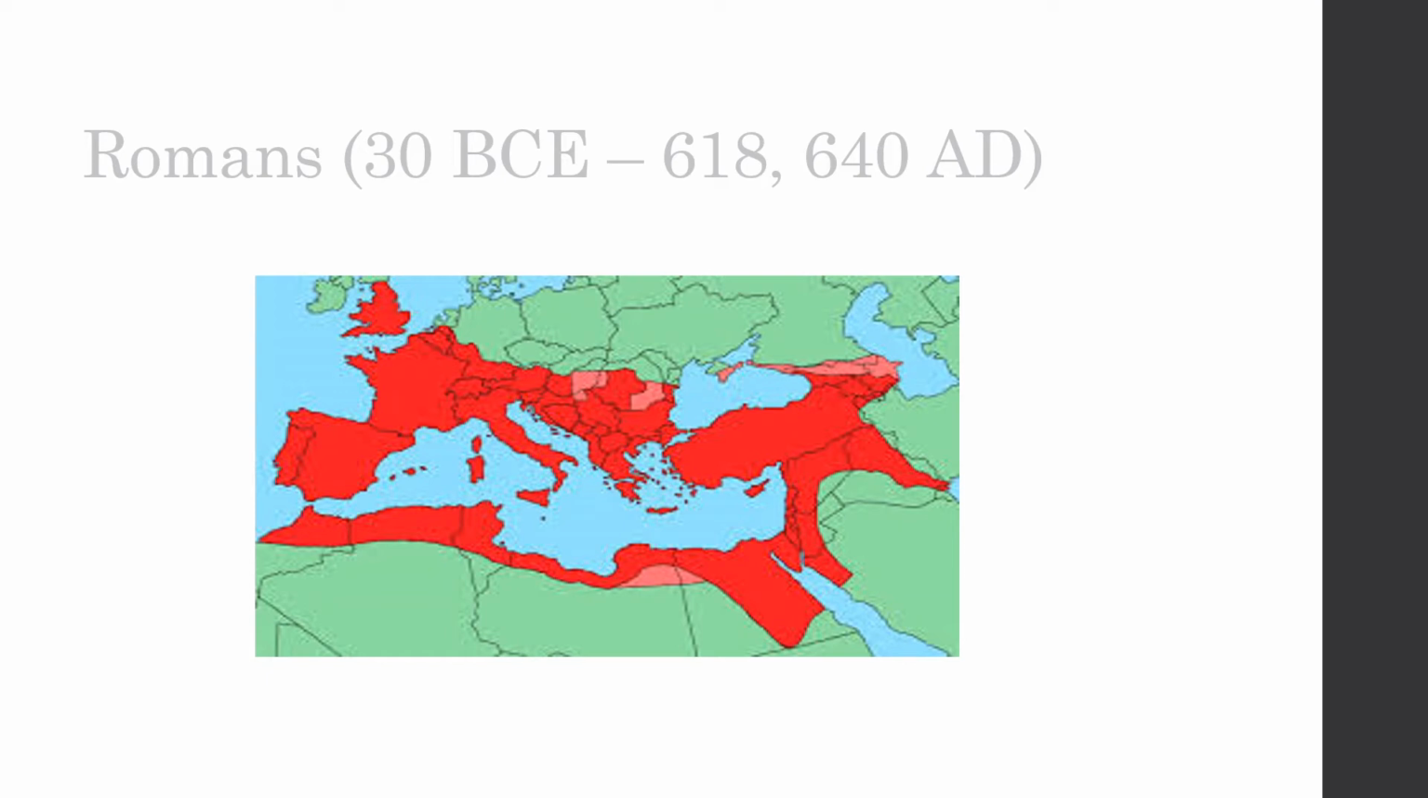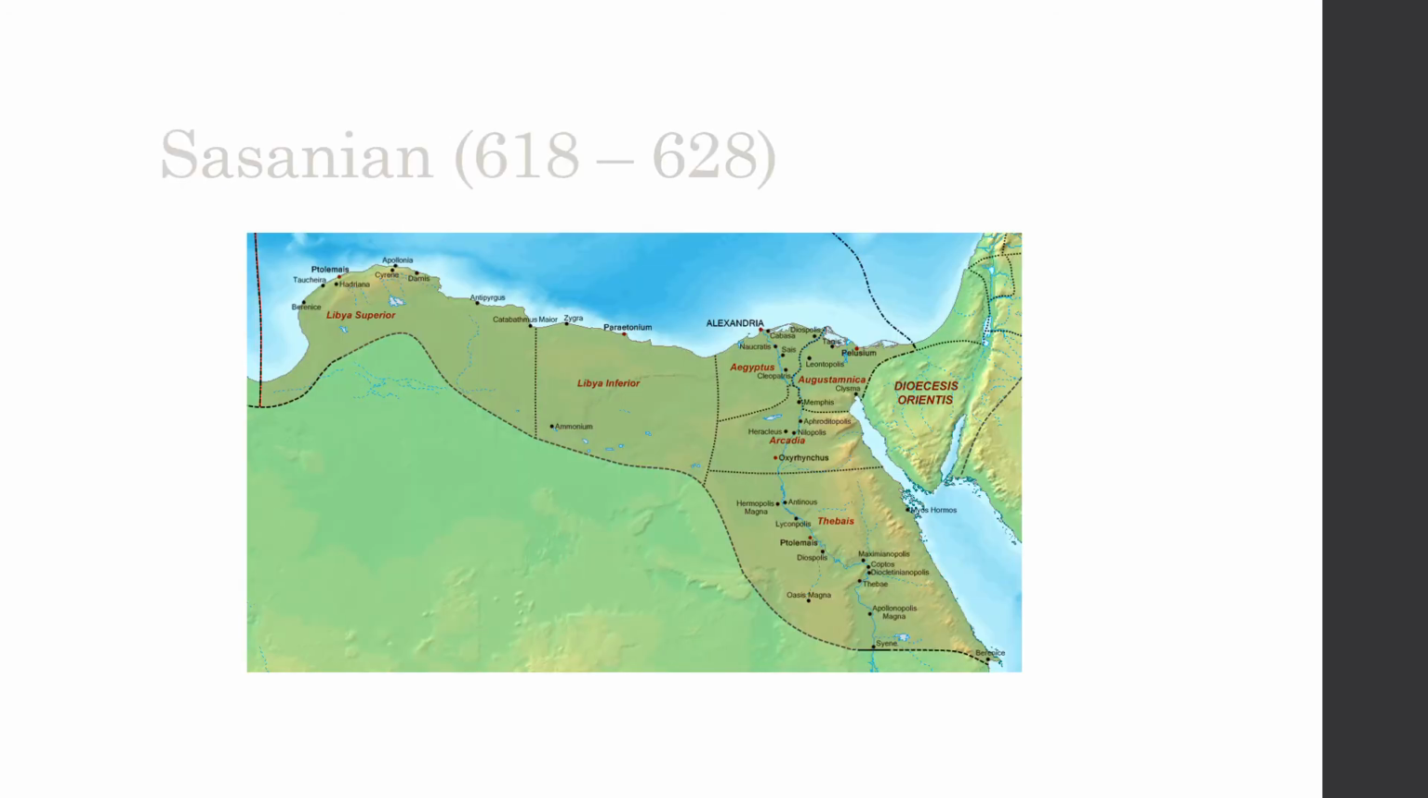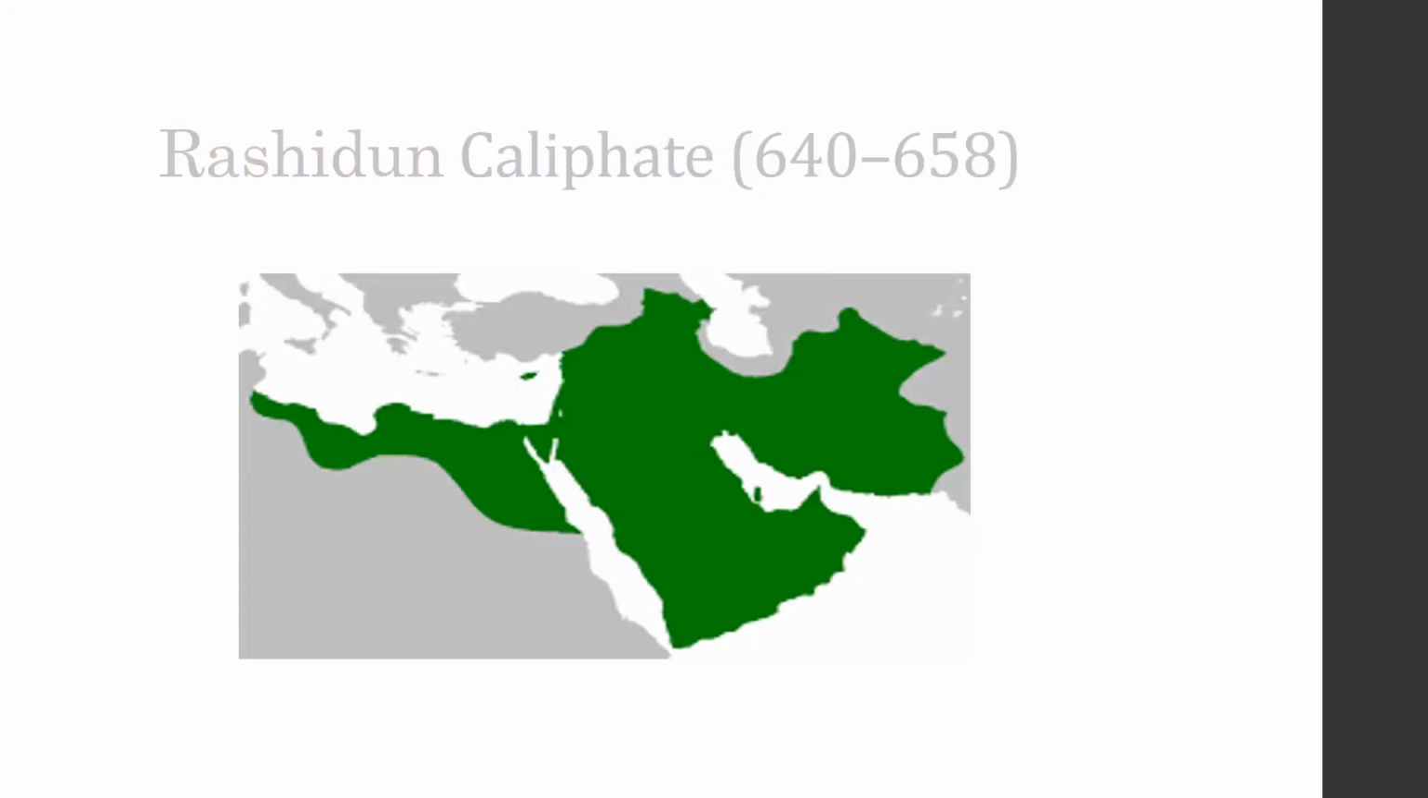And then at this time, a war happened between the Sassanid Empire that was in Persia, and they controlled Egypt from 618 to 628. But then they gave back Egypt in a peace deal to the Romans. And then Romans controlled Egypt for nearly 10 years until the Rashidun Caliphate came and conquered Egypt in 640. They conquered Egypt in 658 AD.